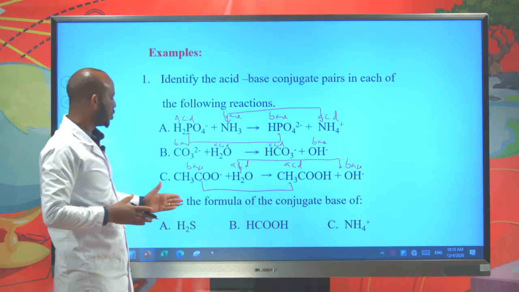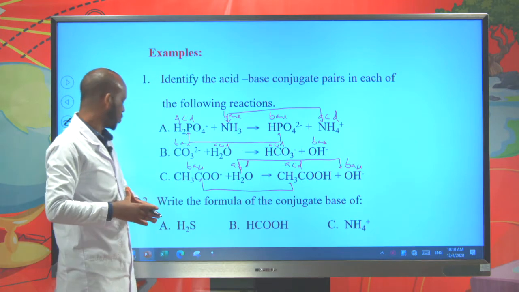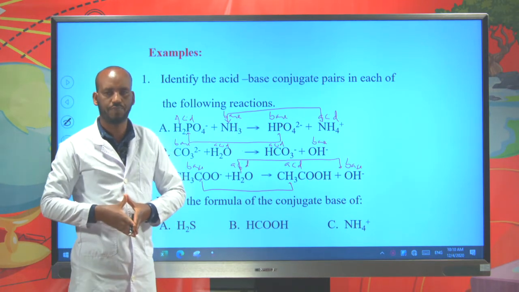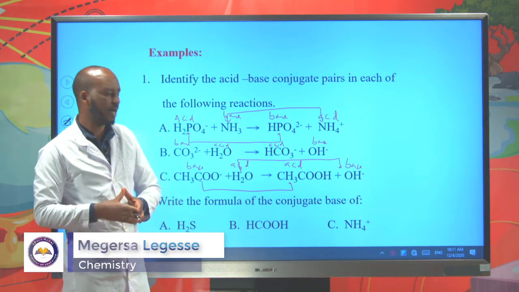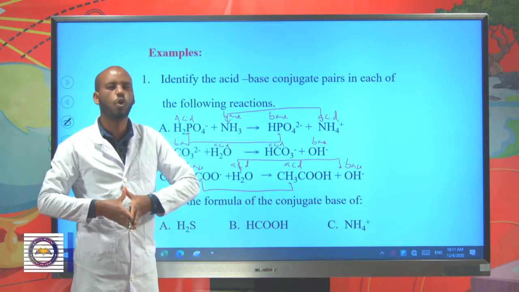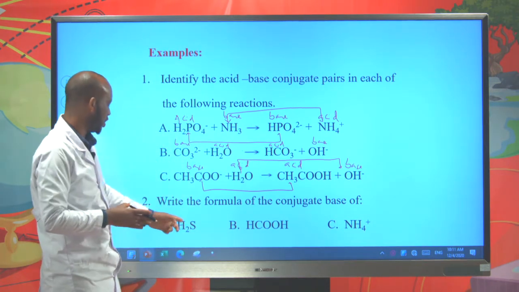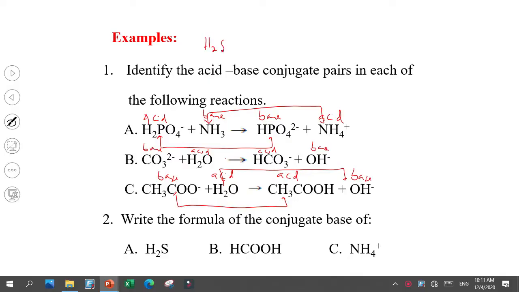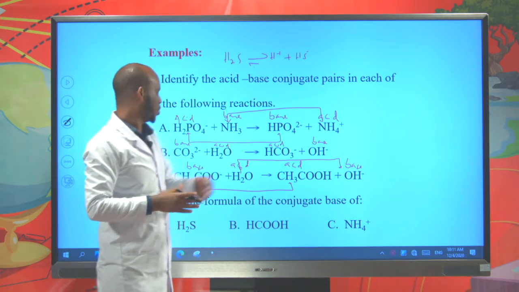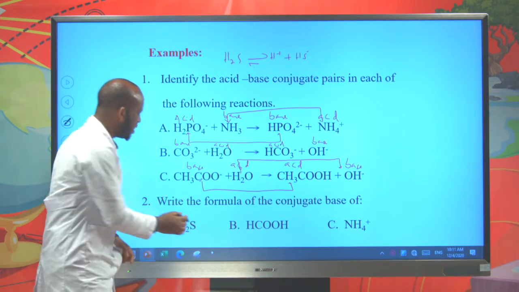Number two, write the formula of the conjugate base of hydrogen sulfide. As we said, if an acid loses a proton, the resulting substance is the conjugate base of the given acid. Therefore, hydrogen sulfide H2S, when it donates or loses a proton, what is formed? H plus and HS minus are formed. Now HS minus is the conjugate base of hydrogen sulfide.